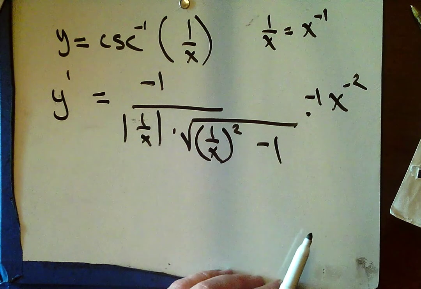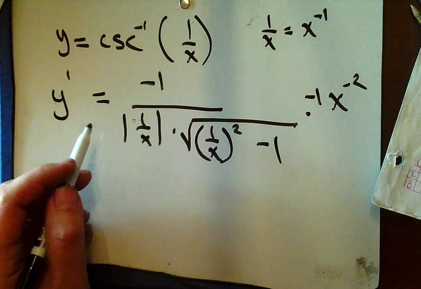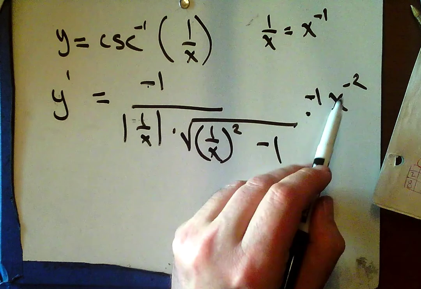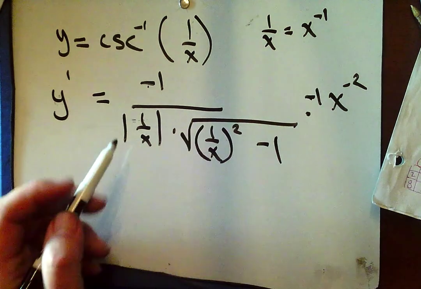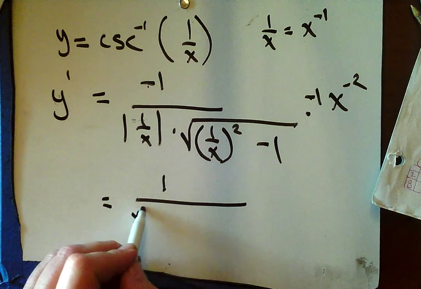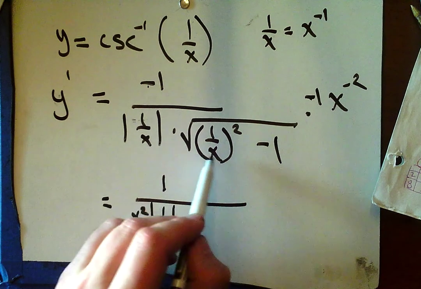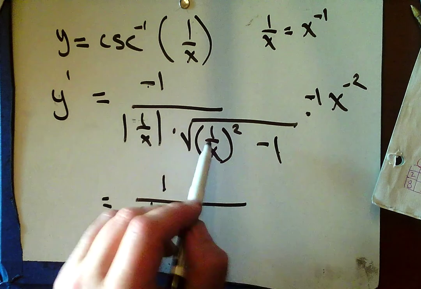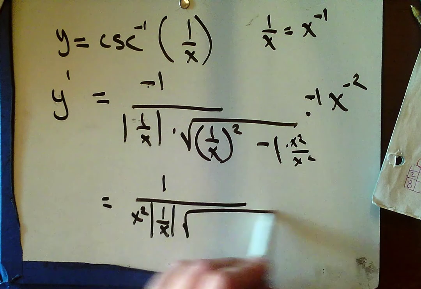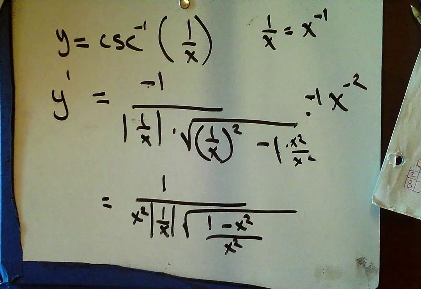All right. Yes, I do think this is worth taking the time to tidy up, just because I think you need practice seeing it and thinking about it. You got a negative 1 times a negative 1, which is a positive 1. You got x to the minus 2, so that's going to flip to the bottom and become x to the positive 2. So I've got 1 over x squared times absolute 1 over x. Now here, I'm going to have 1 over x squared, but minus 1, so I'm going to make a common denominator by multiplying by x squared over x squared. So now I've got the square root of 1 minus x squared over the common denominator.